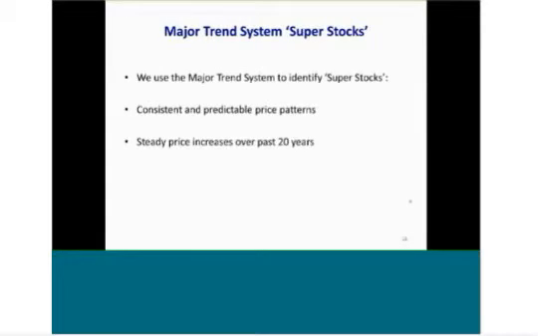Okay, and we use the major trend system to identify what we call super stocks, and super stocks have consistent and predictable price patterns. They've had a steady price increase over the past 20 years. They have low volatility. They outperform the major stock market indexes, and they have a low number of sell signals.